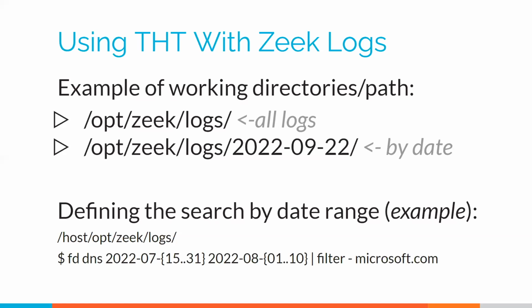If we break it down, FD is the find command. DNS is saying we want to look in the DNS logs, and then we define our date range. Then we pipe it through a filter, and in this case we're just looking for anything in DNS with the domain of Microsoft.com.